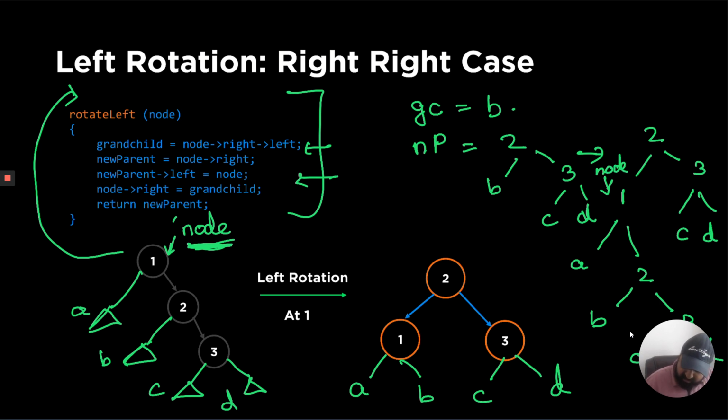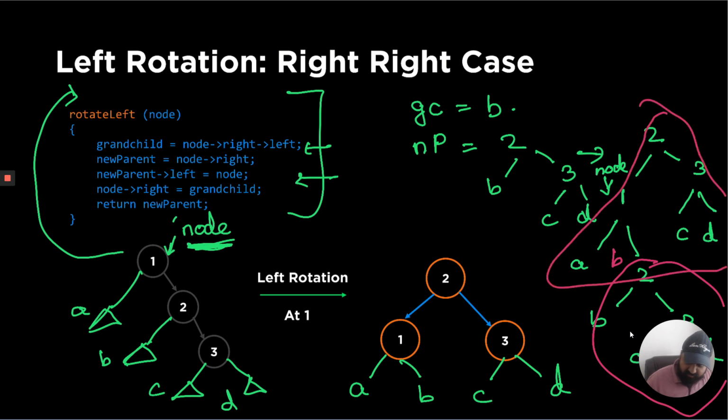So we want to make node's right child, which is this entire subtree, point to the grandchild, which in this case is B. And that's how we achieved our entire tree, which in this case is something like this. And new parent is still pointing to 2. So we are going to return this entire tree, which exactly looks like this.